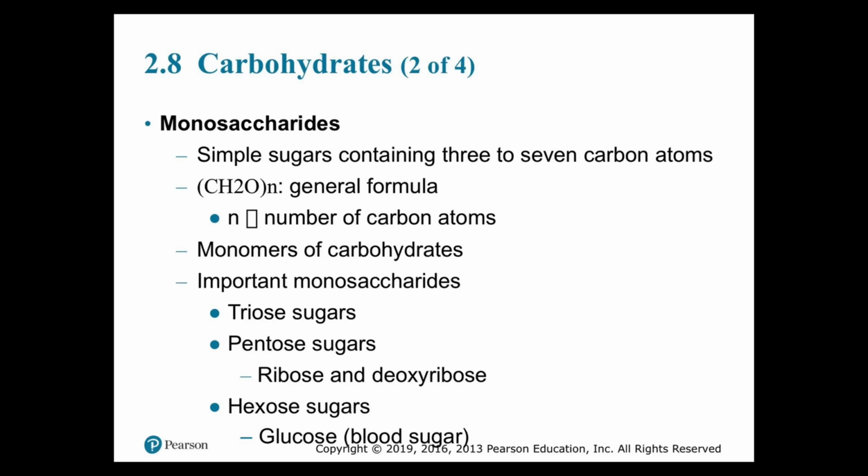Important monosaccharides are triose sugars. Triose means 3 carbon sugars. Pentose sugars of noteworthy mention are ribose and deoxyribose. I'll show you those soon. And hexose sugars, very important, glucose, right? I keep mentioning glucose. That's the blood sugar.